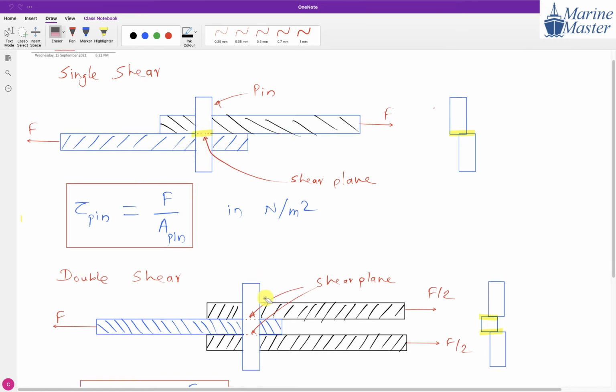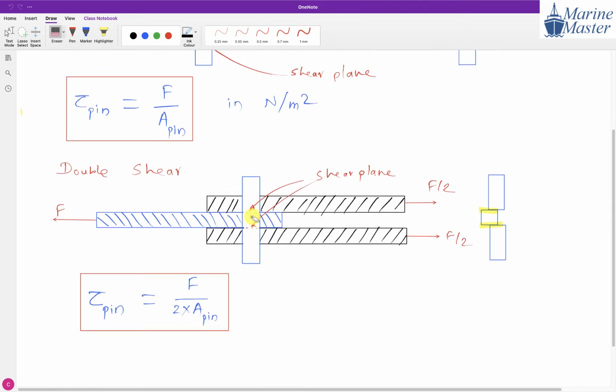But if you observe this drawing, here a shearing is going to take place at two places. This is one plane, here like this, and here like this another plane. Here we have connected a pin through three plates, plate 1, plate 2, plate 3. In this case this pin is in double shear, meaning we have two shear areas.